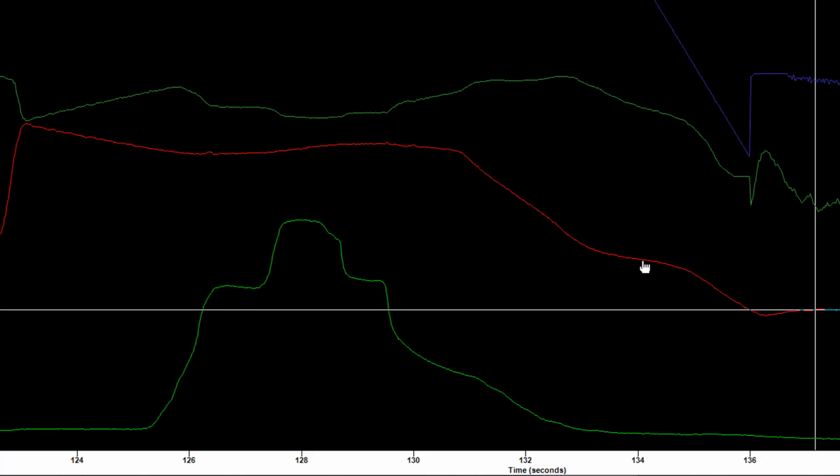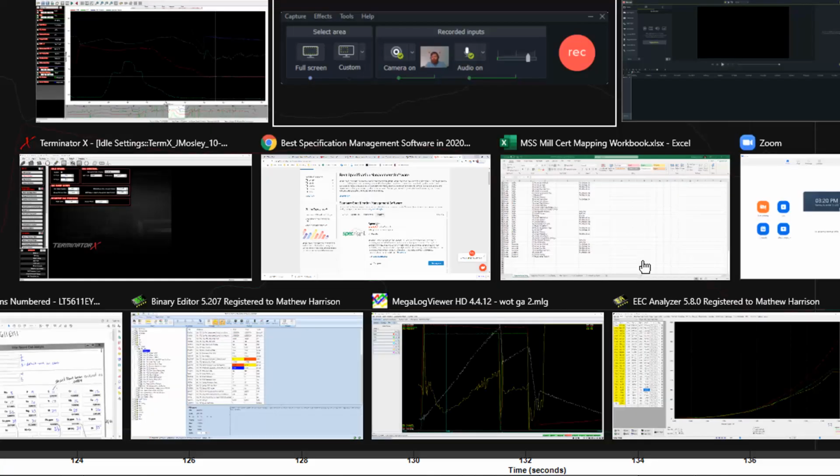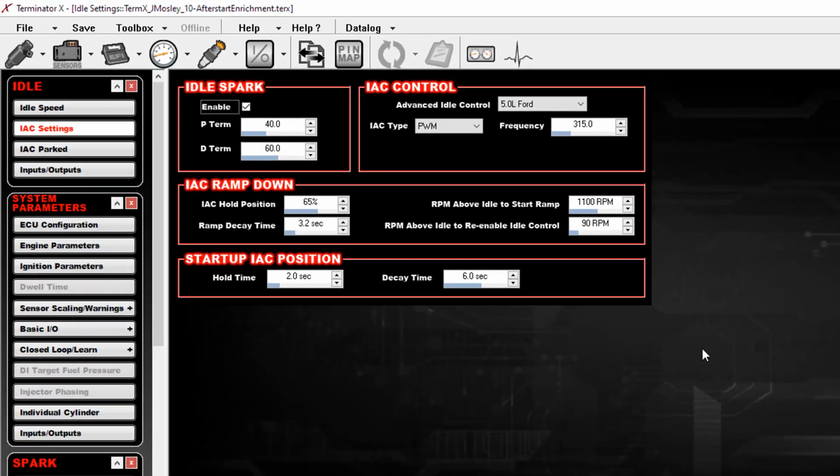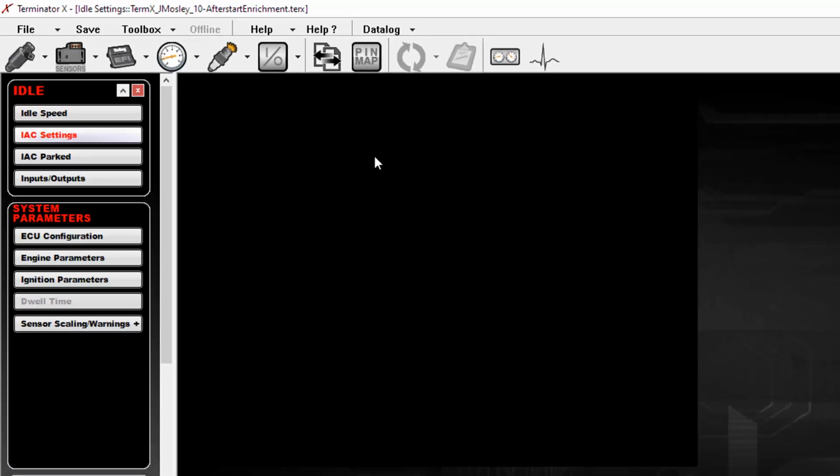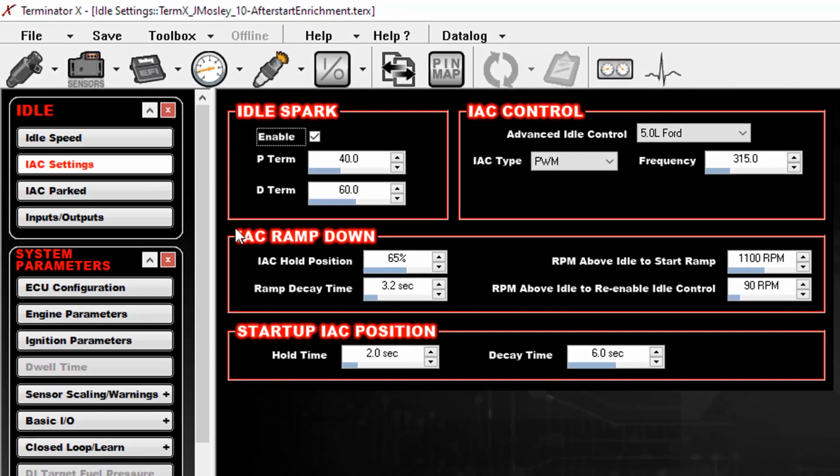So in this particular tune, we've got Jay's target idle RPMs at warm operating temperature set at about 740 or 750. Let's take a quick look there. Yeah, so we've got him at about 740 as his target idle RPMs. And what we're going to focus on today is this IAC ramp down area.